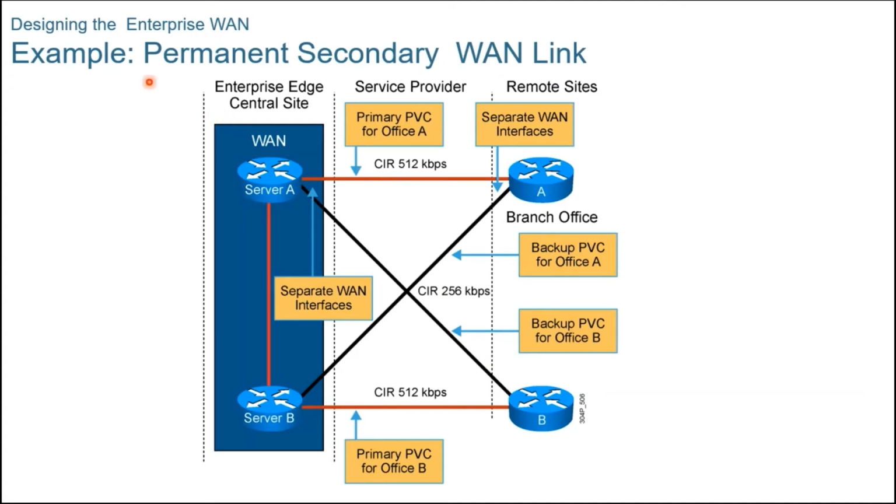Let's have our first example here. Permanent secondary WAN link. Deploying an additional permanent WAN link between each remote office and the central office makes the network more fault tolerant. This solution offers the following two advantages. First, you've got to provide a backup link. The backup link is used if a primary link that connects any remote office with the central office fails.